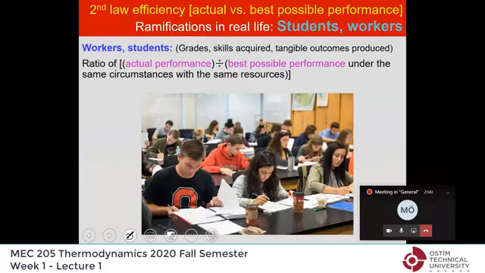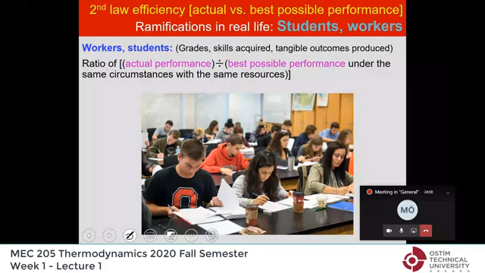And just to give a couple of examples on this. For example, as students and as workers, what is our second law of efficiency? Now, as a student, you will spend a lot of time studying for courses, getting good grades, learning whatever. And what is your efficiency?